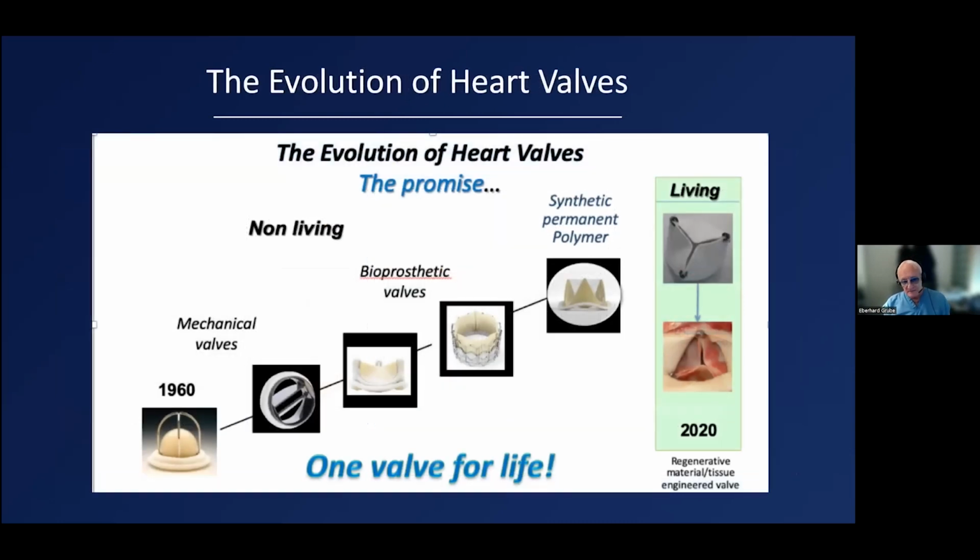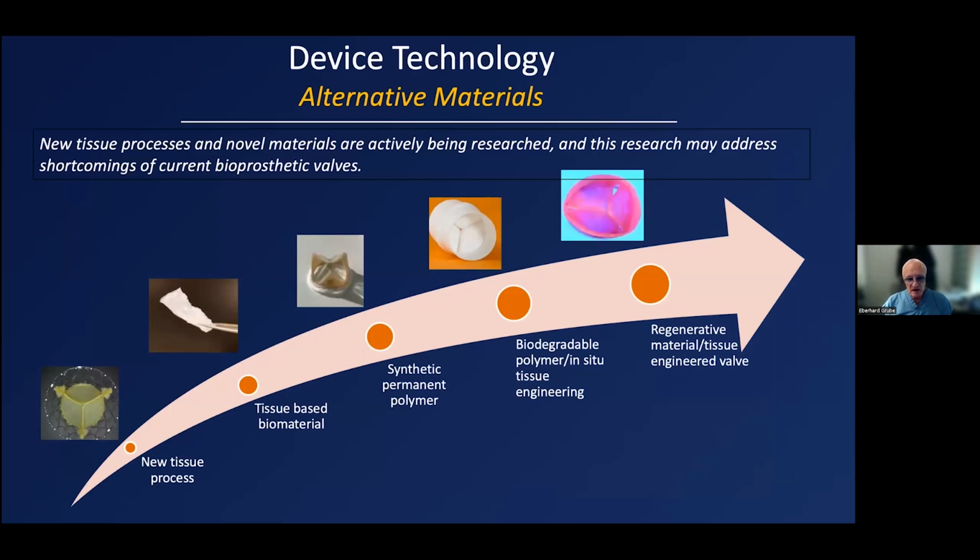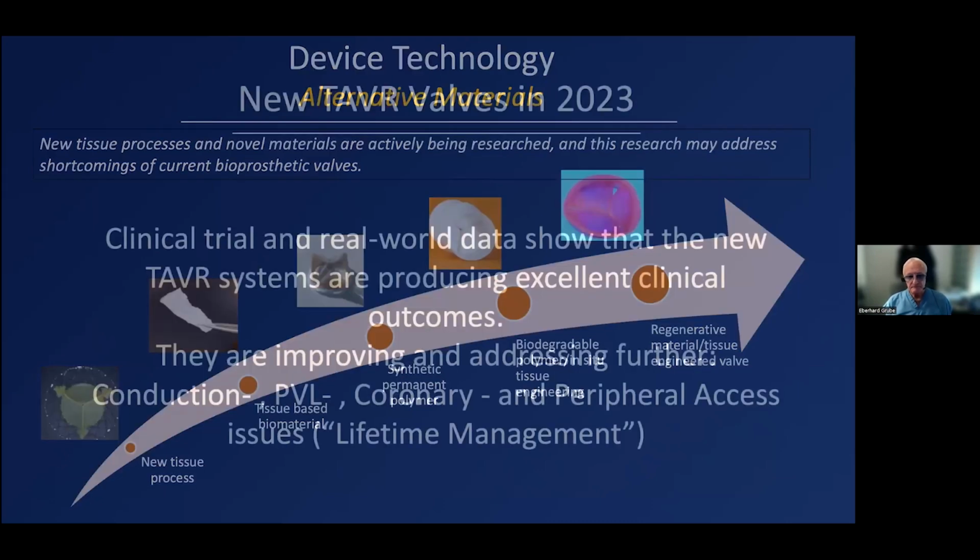That is the dream, that we have one valve for life. Then we wouldn't have to worry about anything that we are dealing with at this point in time. And maybe at some point, we will have this particular valve. Alternative materials are actively being researched, and this research may address shortcomings of current bioprosthetic valves as shown here.